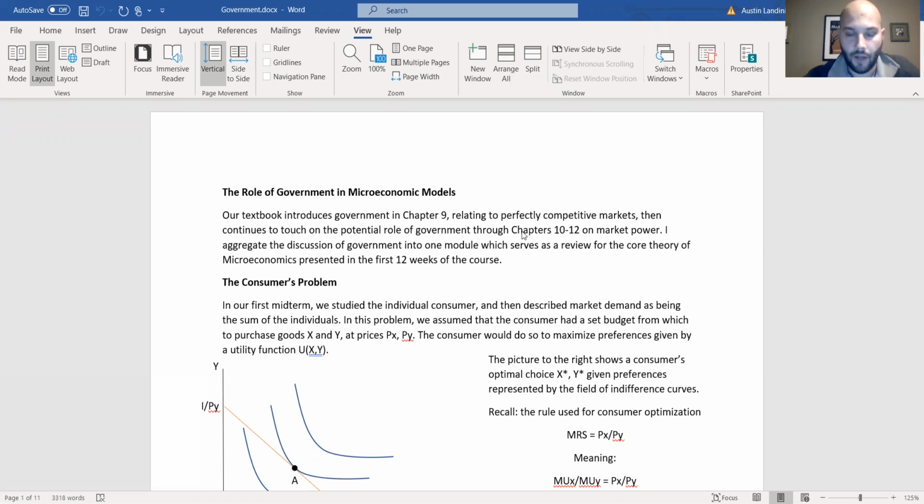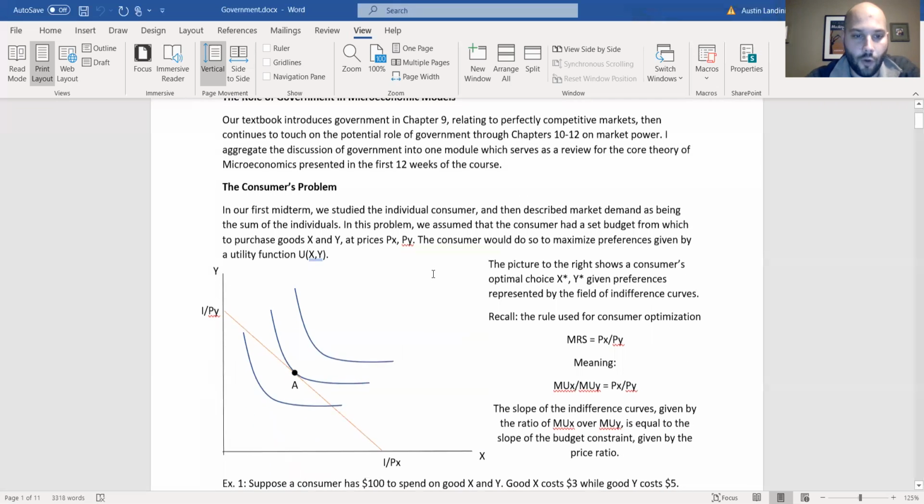So the first basic model that we studied in this course back in midterm 1 was the consumer's problem. We studied the individual consumer, then we described the market demand as being the sum of individuals. So first we study the consumer's problem, which is depicted here. You've got this budget constraint, which is linear, and you've got preferences illustrated by this set of indifference curves. In the consumer's problem, the consumer is trying to maximize utility, and we see the utility maximization at point A.